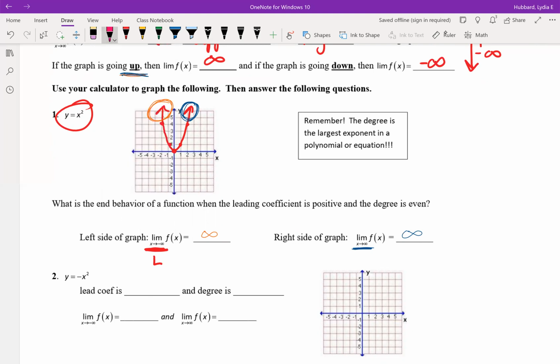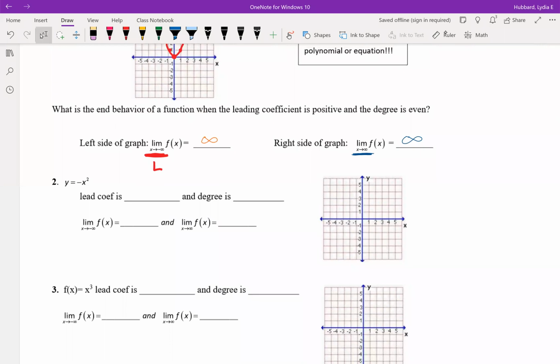Okay. So let's say, what if I had y equals a negative x squared? So our leading coefficient in this one is a -1, and our degree is a +2. So there is a negative leading coefficient, and our degree is even. So if I plotted this, this would be that parent function, but reflected over the x-axis. So it's going to look like this.